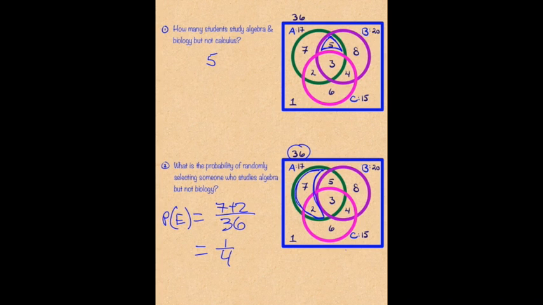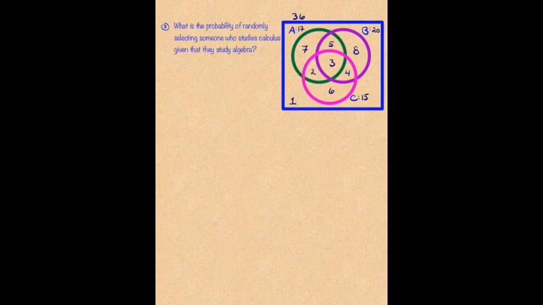I was going to quickly show you, this is what makes Venn diagrams very useful and beautiful, I think, is conditional probability. Imagine that we were to ask, we want to select someone who studies calculus given that they study algebra. So the probability that they study calculus given algebra. Normally you would use a formula for this, but I'm going to show you you don't need a formula. All you have to do is read it from the Venn diagram.